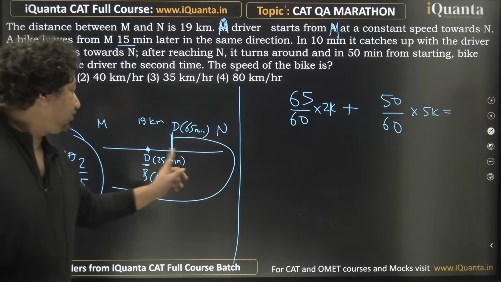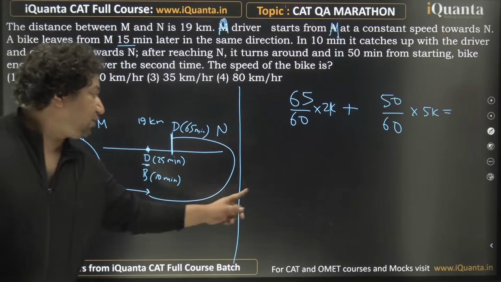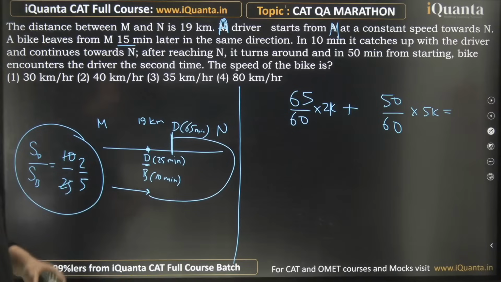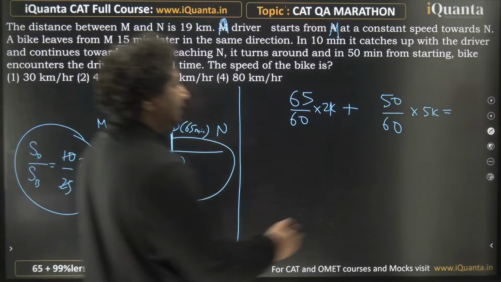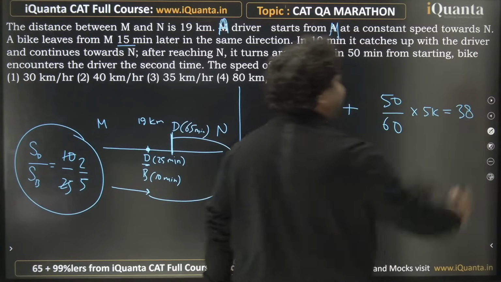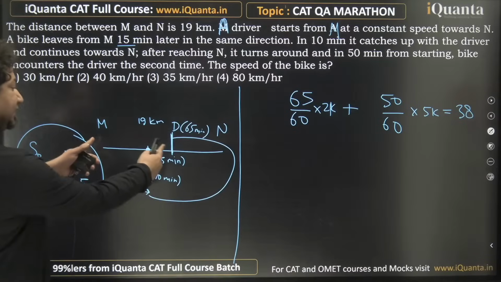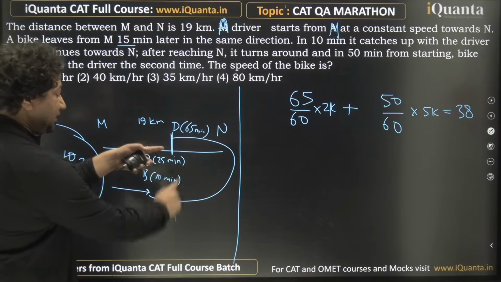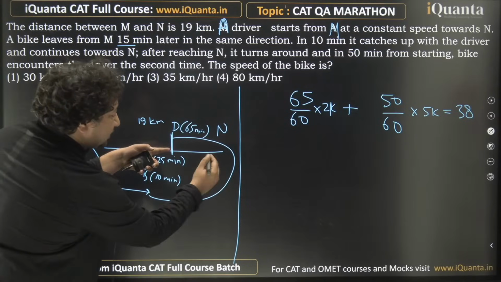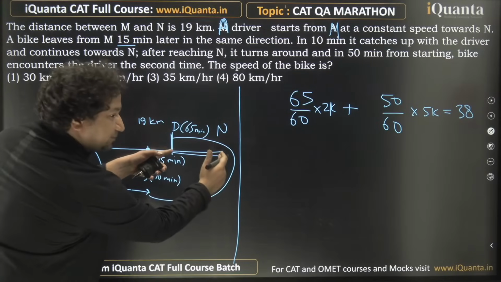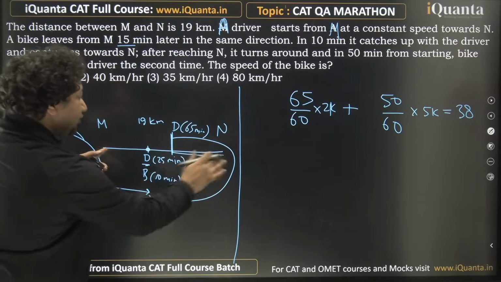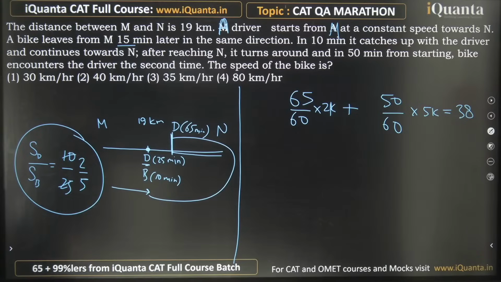Driver यहाँ तक पहुंचा और बाइकर ये पूरा पहुंच के यहाँ आ गया. So basically they have traveled a total of double the distance, that is 38. Can we say that? देखो ड्राइवर यहाँ तक पहुंचा और जो बाइकर था उसने पूरा ट्रैवल तो किया ही है, साथ में ये पॉइंट भी कर दिया, this distance भी कर दिया. So overall combined they have traveled double the distance. Yes or no?